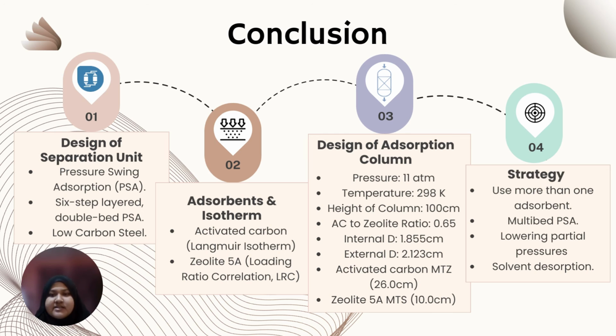And the last one is the strategy to produce hydrogen with a purity of 99.9%, in which the first one is we can use more than one adsorbent. The second one is multi-bed PSA. And then for the strategy for the regeneration of the adsorbent, we can lower the partial pressure of selectively adsorbed components over the adsorbent, and the second one is solvent desorption. Therefore, all of the objectives have been successfully achieved, but that is all for the separation process 2 section.